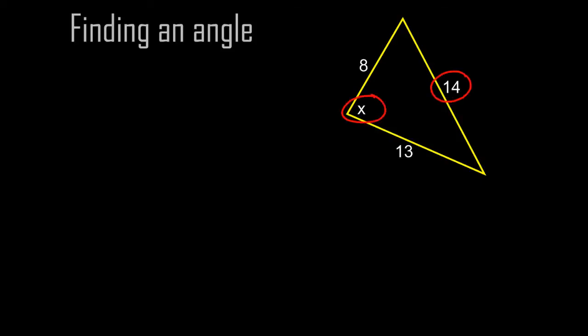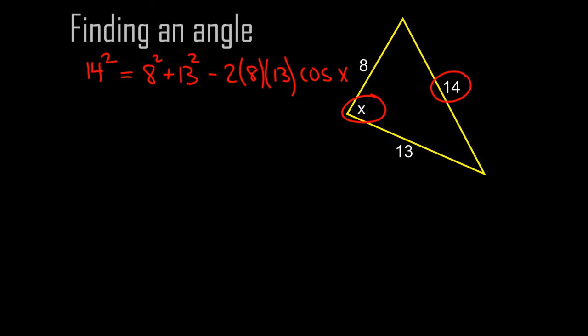So if I'm looking for that x, then I start out with its opposite side, starts out the whole equation. So that would be 14 squared equals the other two sides squared added together. So 8 squared plus 13 squared minus 2 times 8 times 13, those same numbers, times the cosine of, in this case, I don't know, x.